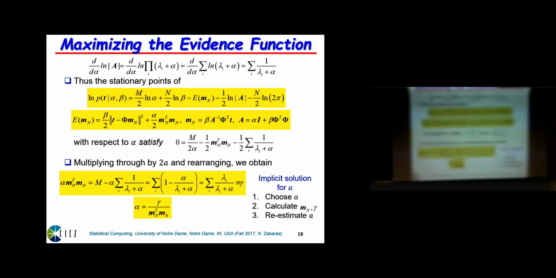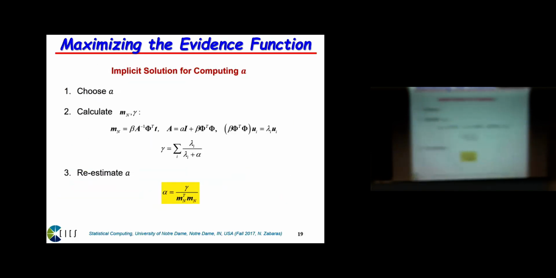So the idea here is you assume alpha. If you assume alpha, you can compute gamma, you can compute Mn, then you get a new alpha. For this new alpha, you get a new gamma, a new Mn, and you keep iterating, and hopefully this will converge. So this is the implicit solution for finding the point estimate of alpha that maximizes the marginal likelihood.